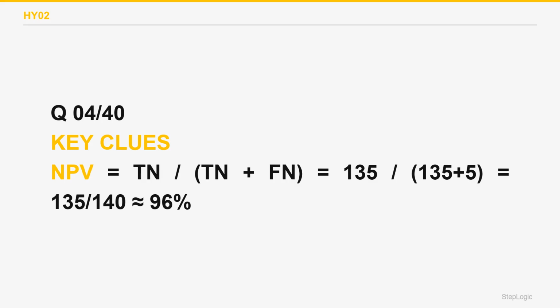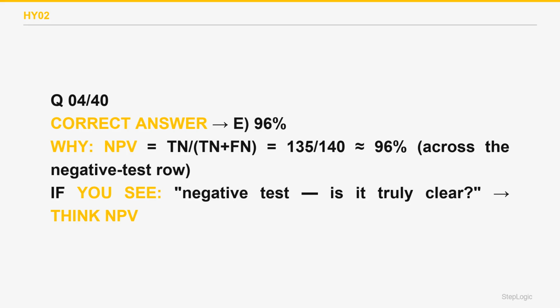Negative predictive value is the fraction of people who test negative who are truly disease-free, true negatives divided by all negatives. Here, 135 true negatives plus 5 false negatives make 140 negative tests, and 135 are truly healthy, so NPV is 135 over 140, about 96%. It reads across the negative test row. The correct answer is E.